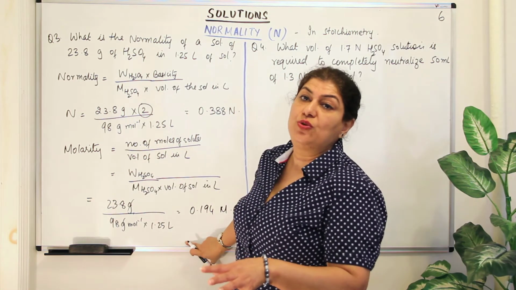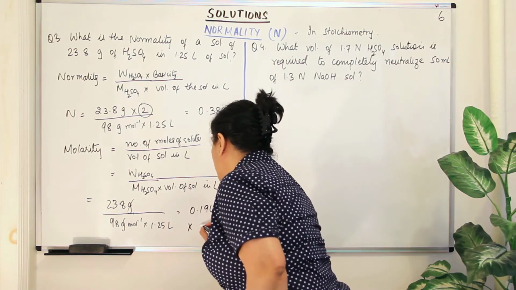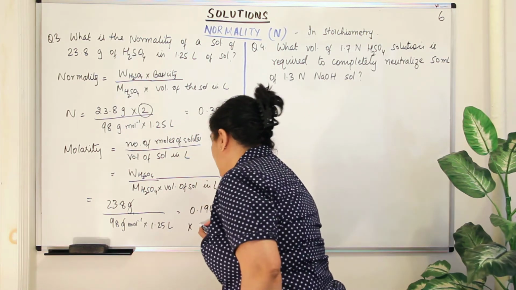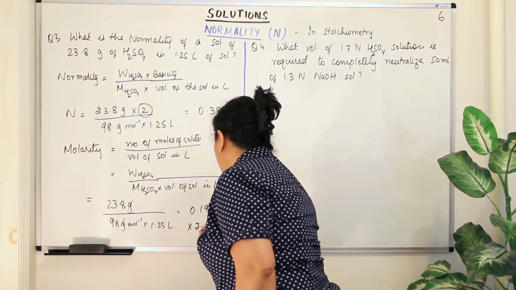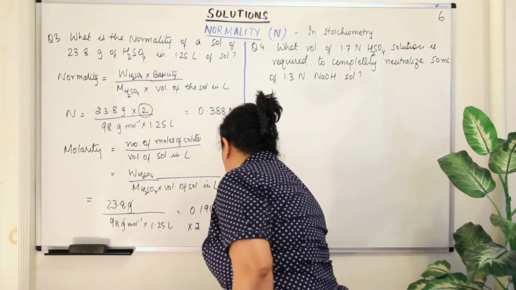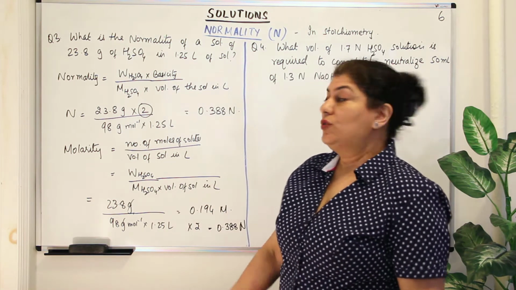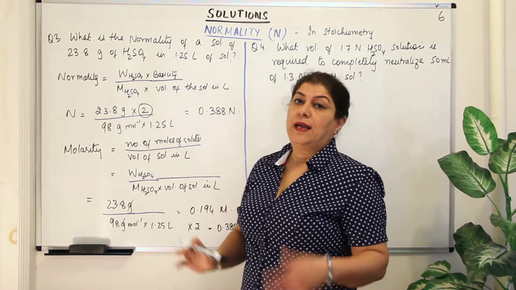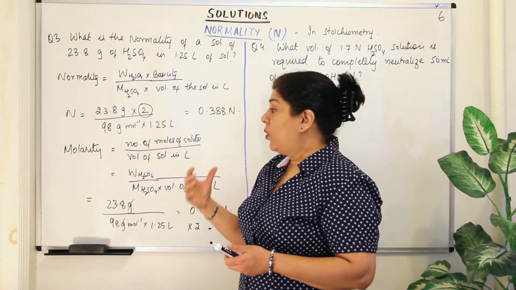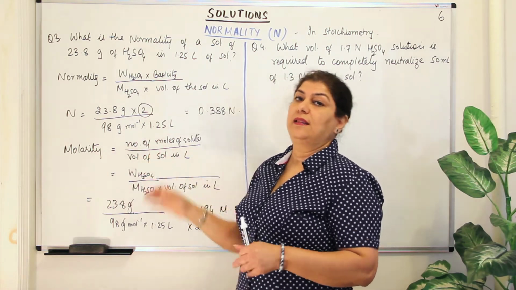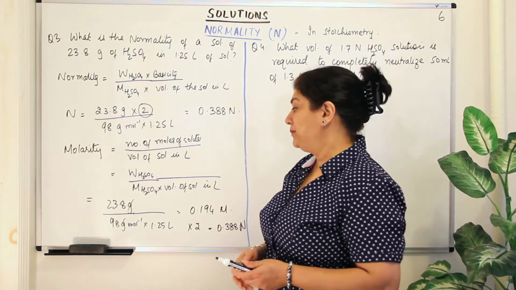And all you have to do to get normality from molarity is multiply this by the basicity of this acid. Since it is H2SO4, the number of replaceable hydrogen ions is 2. So multiply this by 2 and it will come out to be the same value, that is 0.388 normal. Right? So there are two ways you could have solved this: either by directly putting the formula and finding the normality, or by finding the molarity and then multiplying it with the basicity of the acid.